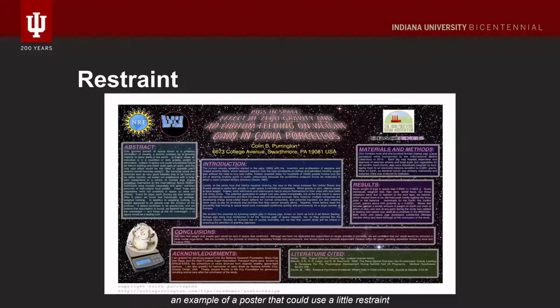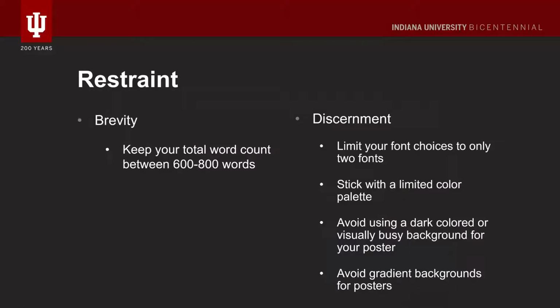But so we want to make sure that when we're choosing items for our poster that they make sense with our content, and that also when we're building our poster, we're exercising restraint in some way. And so when we're talking about exercising restraint, we want to focus on two things: brevity and discernment. So with brevity, we want to keep our text brief. Keep your total word count between 600 to 800 words.